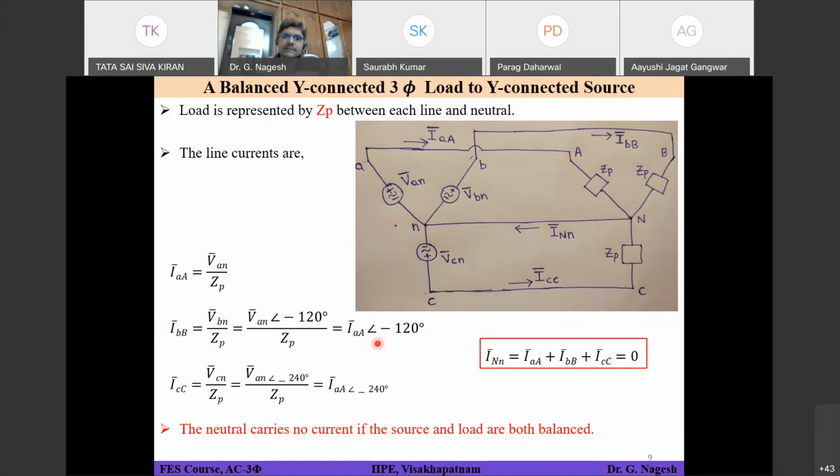If you want, you can expand these three terms and add them: IAA, IAA at an angle of minus 120, IAA at an angle of minus 240. If you add all three, you will observe that the phasor addition results in 0. So the neutral carries no current if the source and load are both balanced. So for a balanced star connected system, that means a star connected source connected to a star connected load, the neutral carries 0 current.